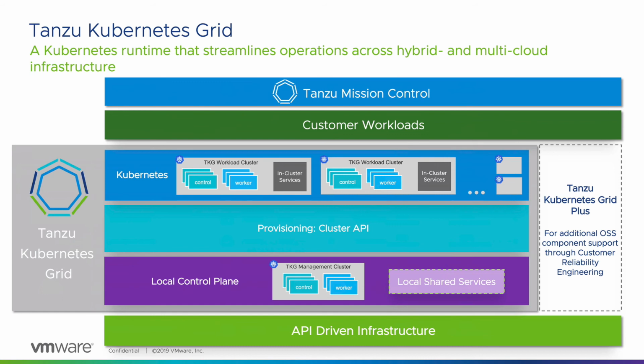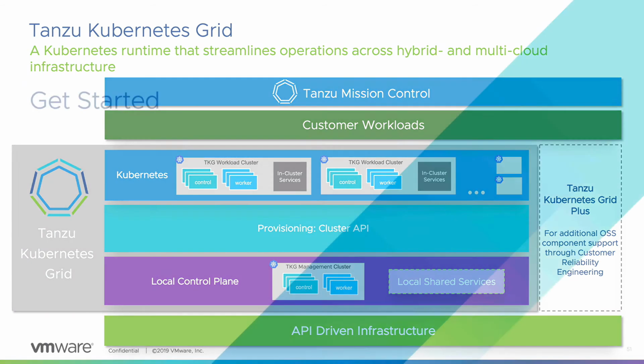There's also an additional service called Tanzu Kubernetes Grid Plus. What this does is allow more open source components to be supported. You also get a more hand-held experience, where our customer reliability engineering team will assist you with not only the architecture, but also some of the upgrade processes for Kubernetes. It's an easy way to get started, and a good way to understand how they can help you on that journey.